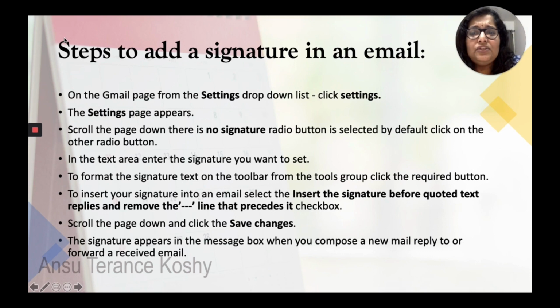To format the signature text, on the toolbar from the tools group, click the required button. That is, there are a lot of format icons there. There can be bolding icons, there can be italics, there can be underline. You can select whatever you need to beautify your signature. To insert your signature into an email, select insert the signature before the quoted text in replies and remove the lines that precede it. You need to click on it. Then scroll down the whole page and click the Save Changes button. The signature appears in the message box when you compose a new mail, reply to, or forward to your received email.